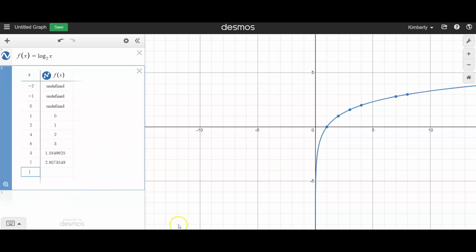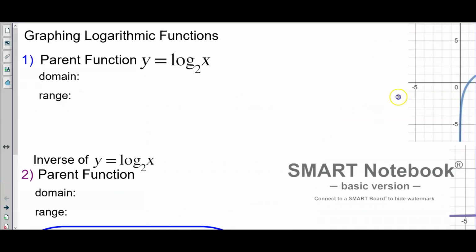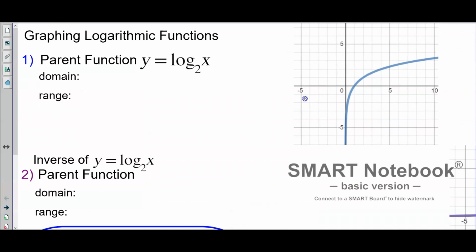Okay, so if we use our snipping tool, we can snip that and insert it into our documents. I have already taken care of that. So there's our log graph.